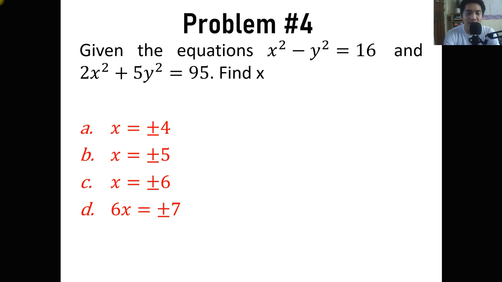Okay, so we have x squared minus y squared equals 16 and 2x squared plus 5y squared equals 95. So we will be treating x squared simply as x, y squared simply as y. And don't ever forget that whatever the calculator gives you, you have to take the square root of those to get the correct answer, because this is a non-linear equation. Okay, so let's try to do that. It's very simple.